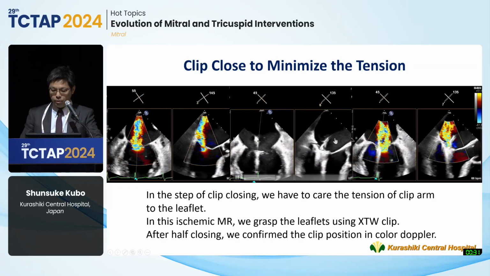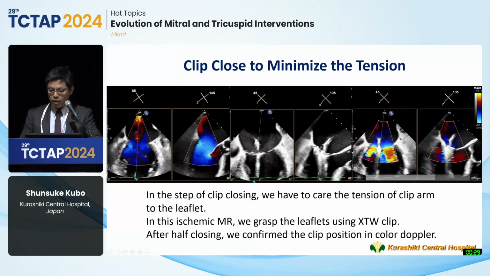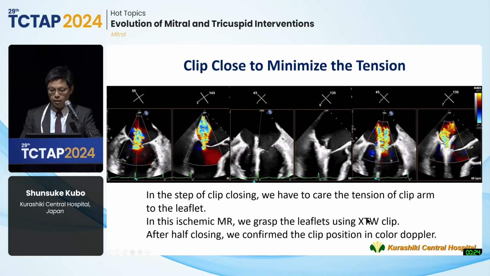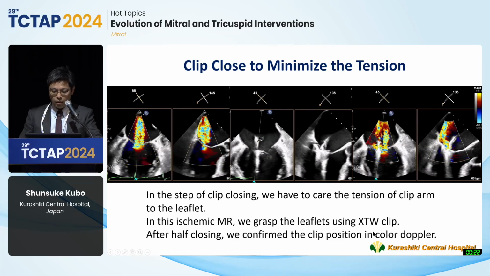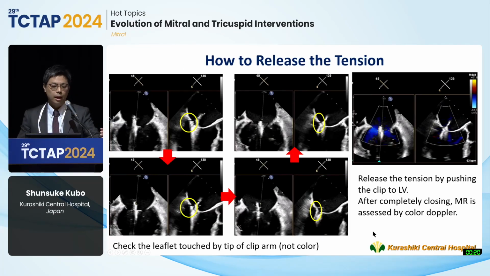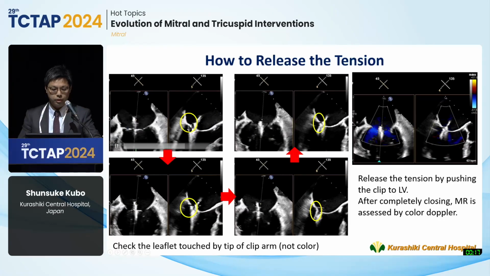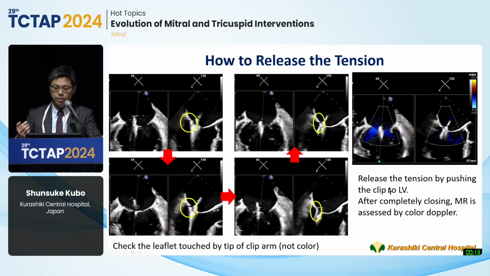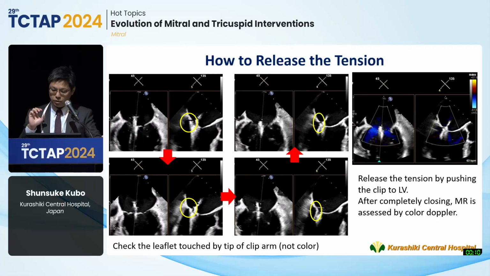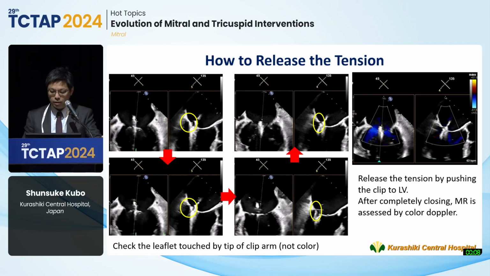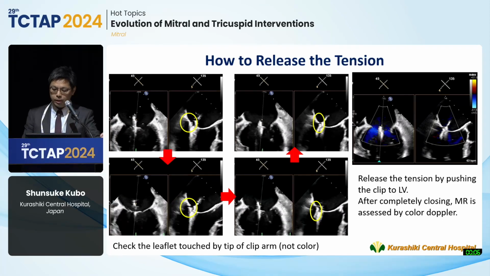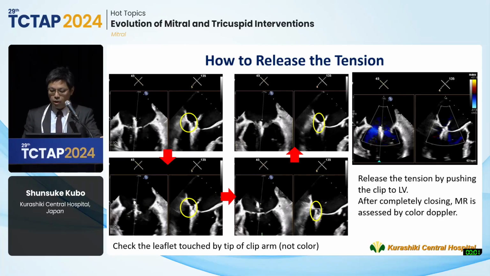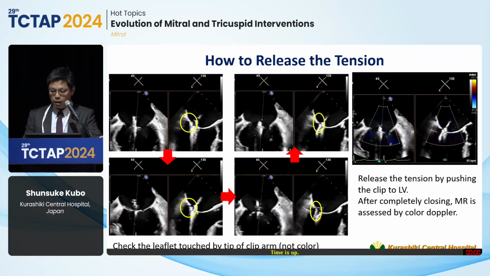In this case, we implanted the XTW clip with CZA. After the grippers are down, we should erase the color and focus on the posterior leaflet, and at the same time as closing the clip, we should release the tension by pushing the clip to the LV. After completely closing the clip and reducing the tension, MR is assessed by color Doppler.